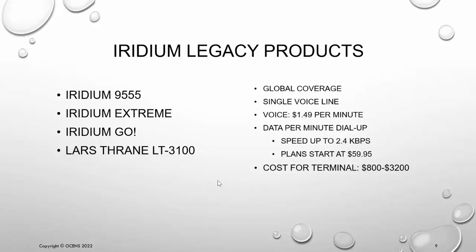And prices really range on these devices. On the next slides, we'll go through the bundles. The Iridium Go is the least expensive at under $800, and it goes all the way up to the Lartron 3100, which includes an active antenna and is about $3,200. And service starts at about $60 a month.